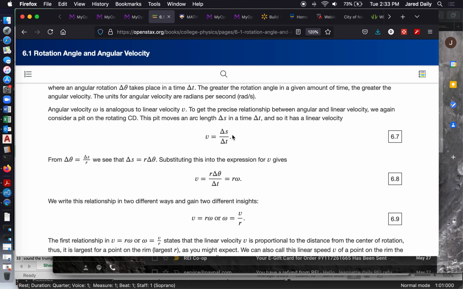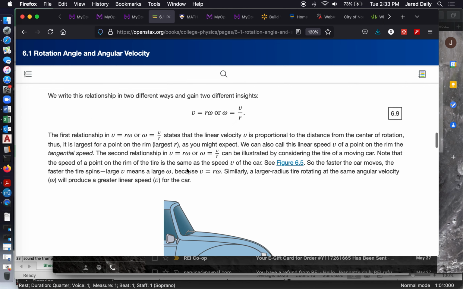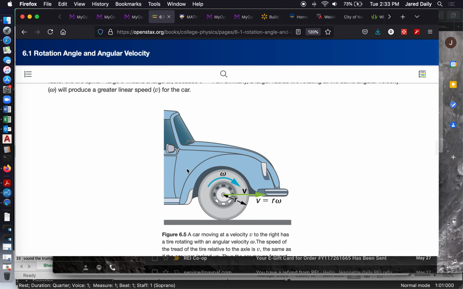What we learn here is that there is a relationship between the speed along the edge of the circle, which is this v, and the angular velocity at the center of the circle, which is omega. You multiply the angular velocity by the radius, and you get the tangential velocity, which is the speed along the edge of the circle. And of course, that can be arranged to solve for different things. But that's a very important thing to recognize.